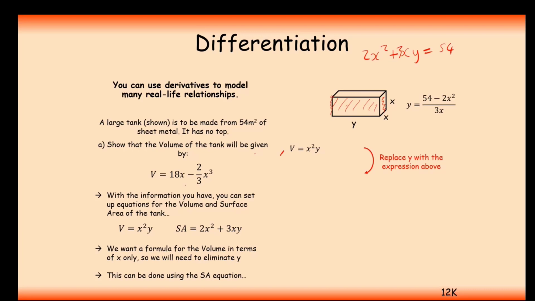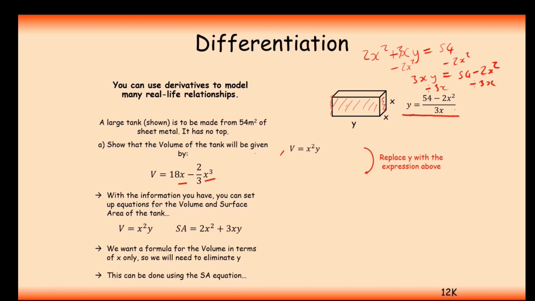Now this term is all in x's, so we need to make y the subject in this question. What do we need to do to make y the subject? We're going to do minus 2x squared on both sides. So we get 3xy equals 54 minus 2x squared. We want y to be the subject, so that's why we divide out by 3x. And we get this.